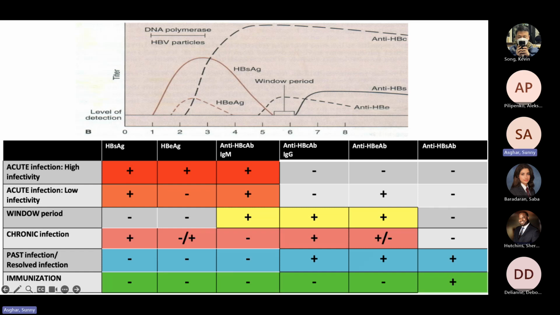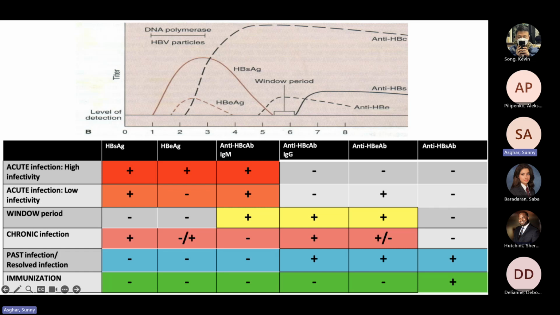And so again, I'm just going to summarize it really quickly, what all of this means, just for clear understanding. If we see acute infection with high infectivity, this indicates that we have a new, highly infectious state. Acute infection with low infectivity means that only our HB surface antigen is positive, and there's a transition to anti-HBe present. So basically, it's showing that we have a lower infectivity rate.